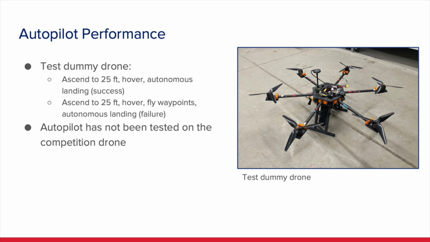In the first test, we manually flew up to 25 feet, then had the drone hover for a few seconds and autonomously land. We'll see a demonstration of this next. The other mission we attempted was to autonomously take off, ascend to 25 feet, hover, fly some waypoints, and then land autonomously, but unfortunately the drone crashed after reaching the target altitude. Because of this, we did not conduct any tests with the much larger competition drone for safety reasons.